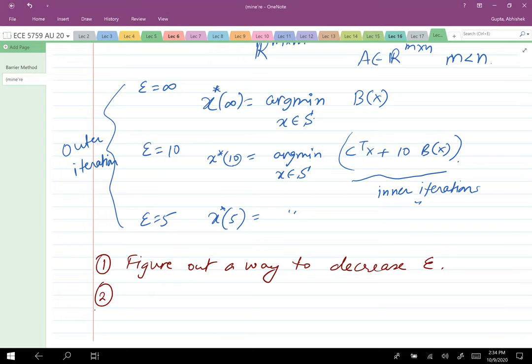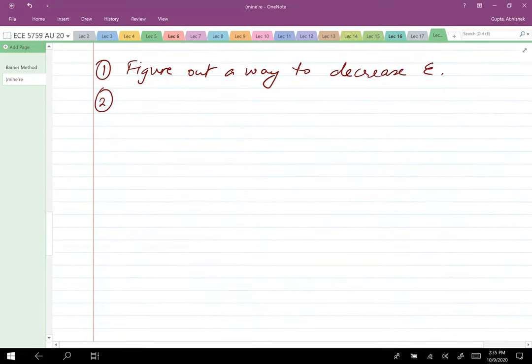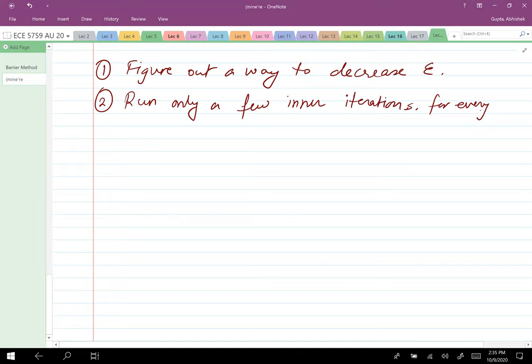So that's the idea of using the barrier method for linear programming, which is: run a few inner iterations, reduce the value of epsilon appropriately, run a few inner iterations, then reduce the value of epsilon and so on, right? So you continue doing this again and again. So let's look at a pictorial way. So run only a few inner iterations. In fact, the algorithm I will introduce requires you to run only one inner iteration. Okay. So here is how the algorithm will work.